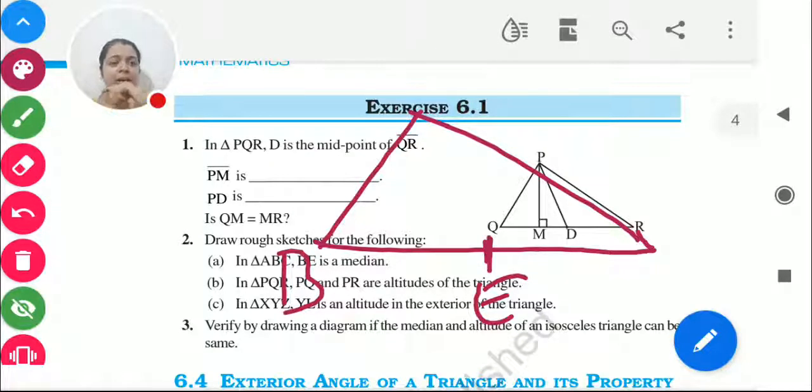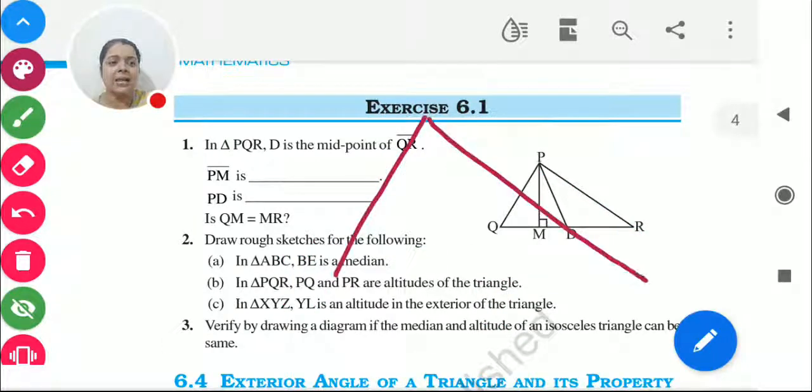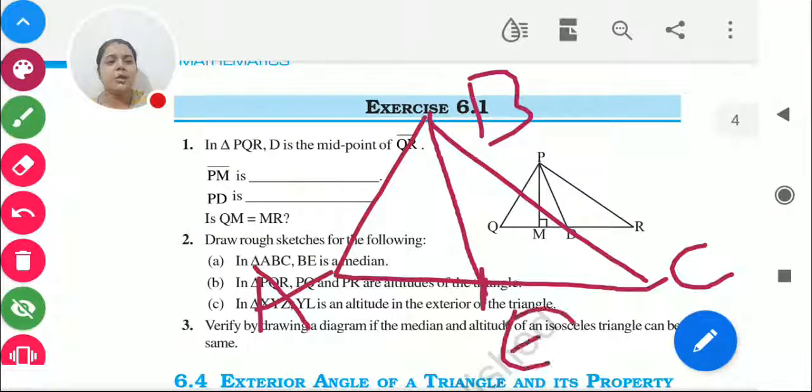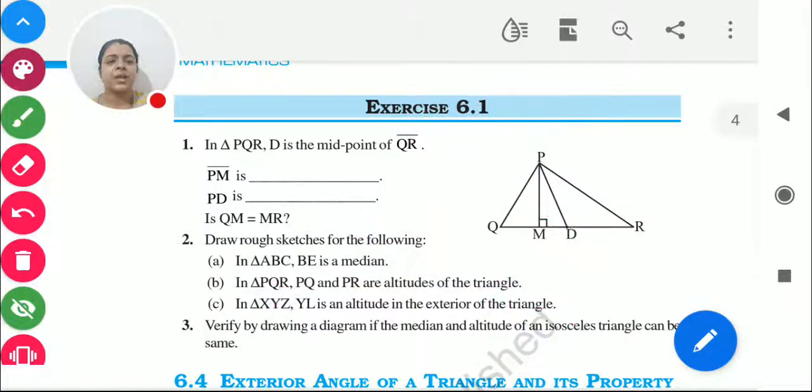Sorry, I didn't give it a name. BE is the median, so it is not supposed to be like this. I gave it a wrong name. So here are A, B and C. Here you find the base is AC, so I have to draw a midpoint here. If it is a rough sketch, we can just divide it and draw a line over here. This is E. So BE is a median over here.